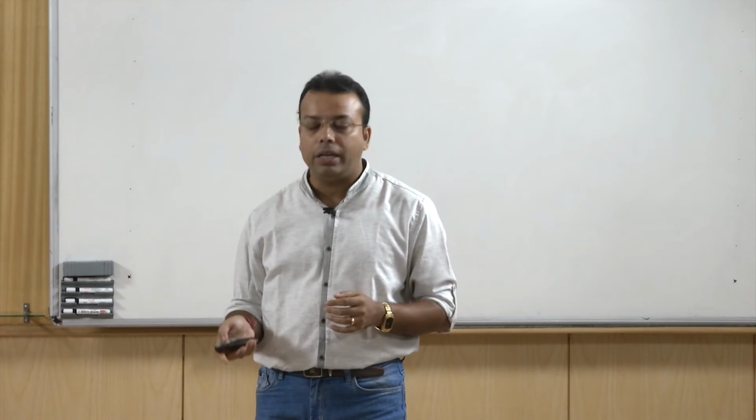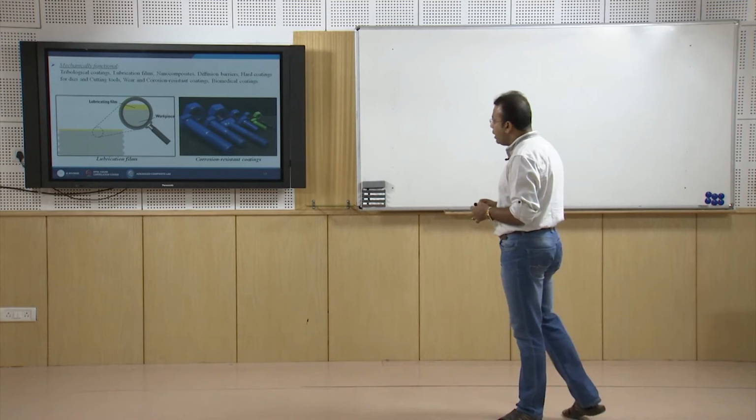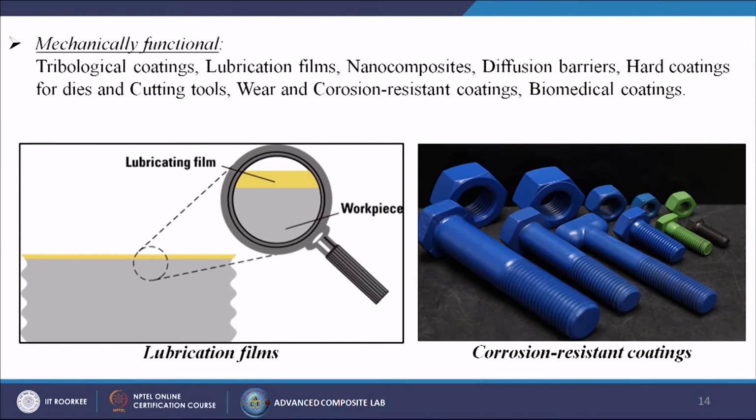another very easily. Next, mechanically functional materials like tribological coatings, lubrication films, nanocomposites, diffusion barriers, hard coatings for die and cutting tools, wear and corrosion resistant coatings, biomedical coatings. So, these all are the different applications where we are using the thin films.